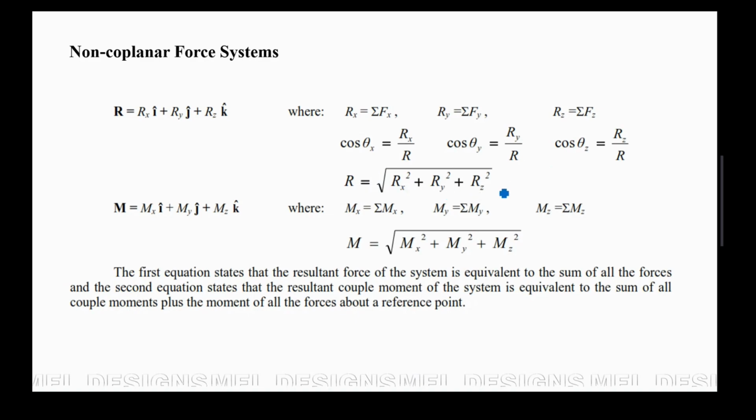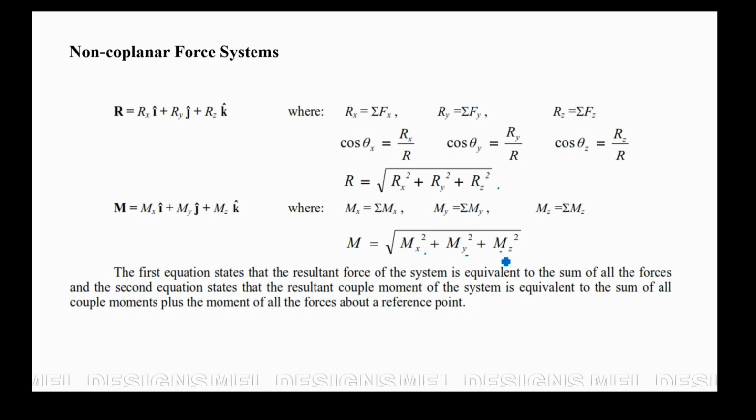Ayan, alam naman na natin to. And then for the moment, the Cartesian vector form for our moment is equal to Mxi plus Myj plus Mzk, in which yung Mx is just equal to the summation of moment along x-axis, My is the summation of moment along y-axis, and Mz is equal to the summation of moment along z. And then the magnitude of the moment is the square root of the squares of the components.